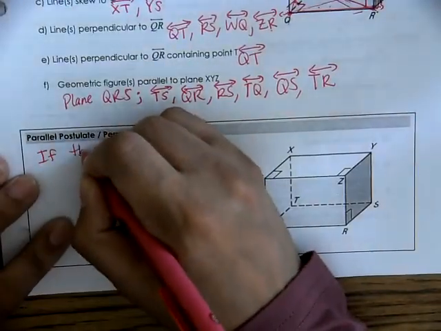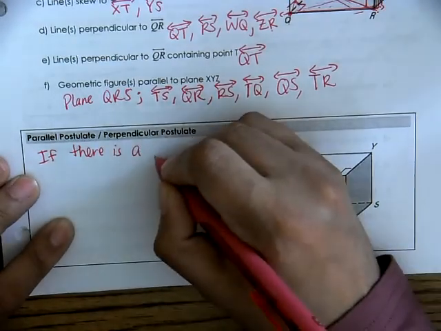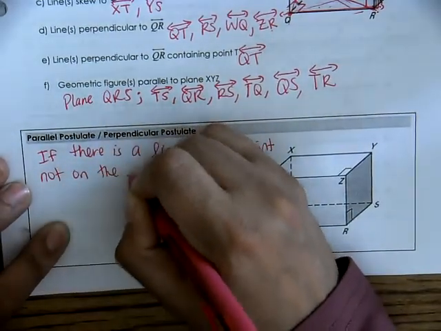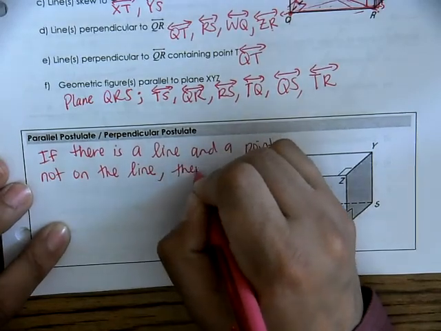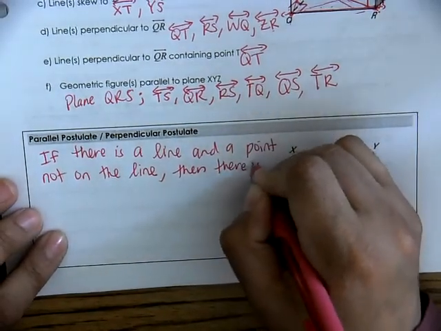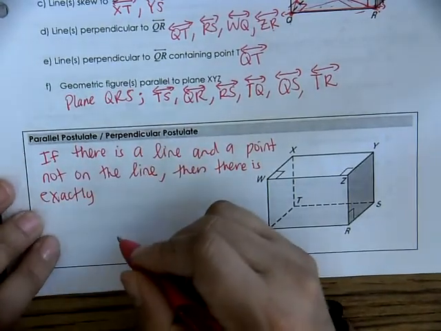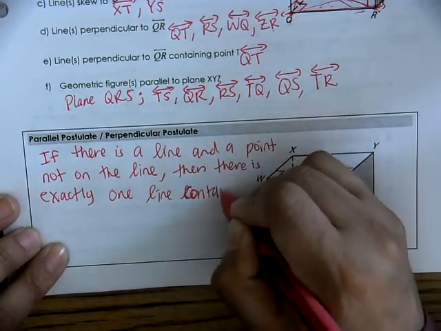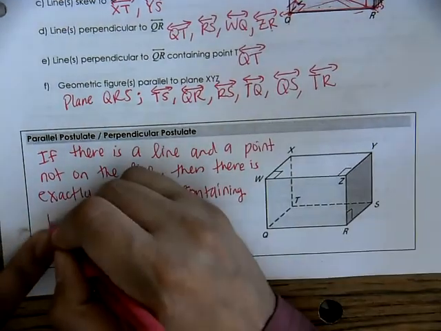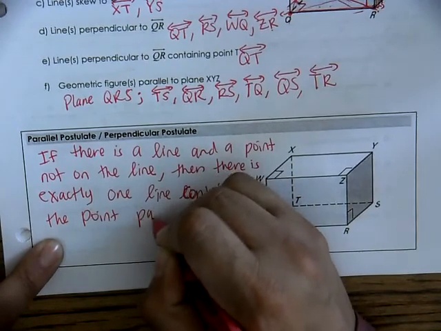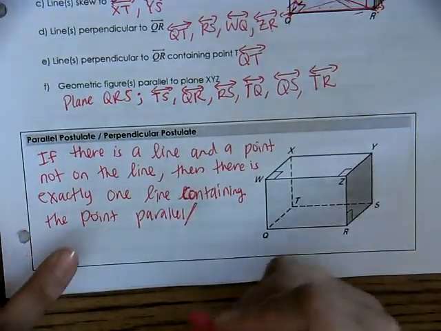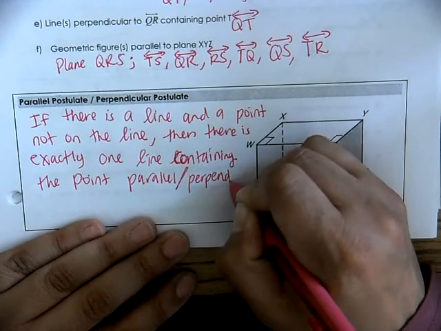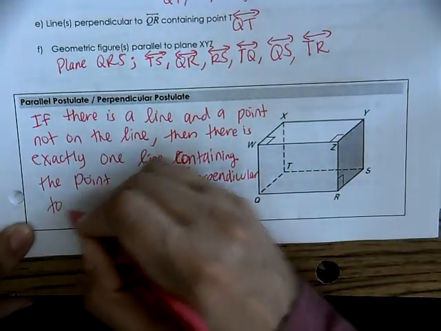If there is a line and a point not on the line, then there is exactly one line containing the point parallel, and I'll just write a slash and then perpendicular so that I don't have to write this twice because it works exactly the same for parallel as it does for perpendicular to the given line.